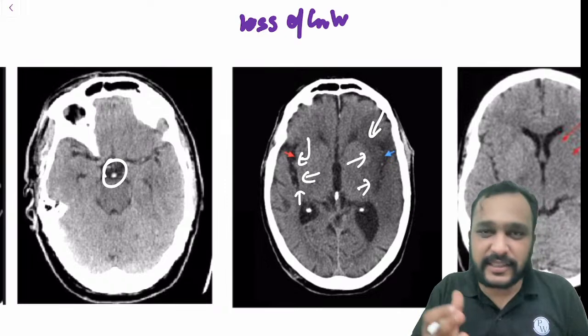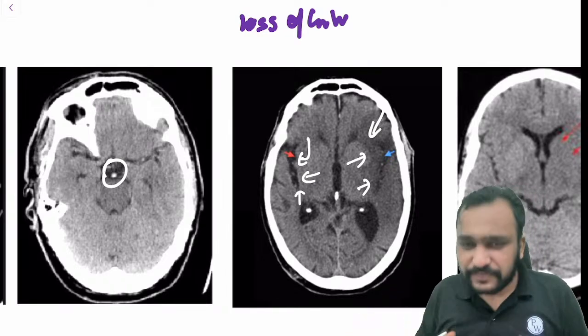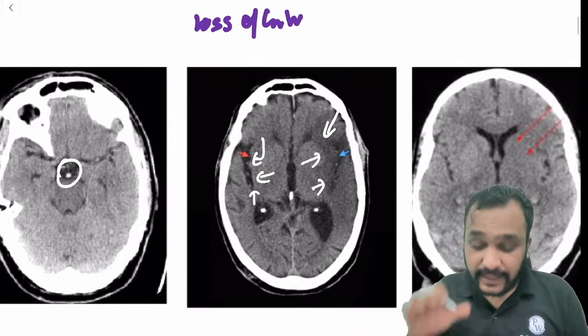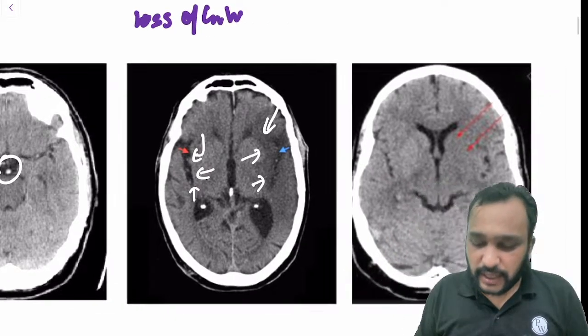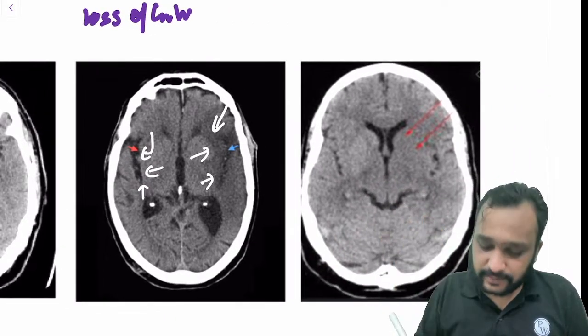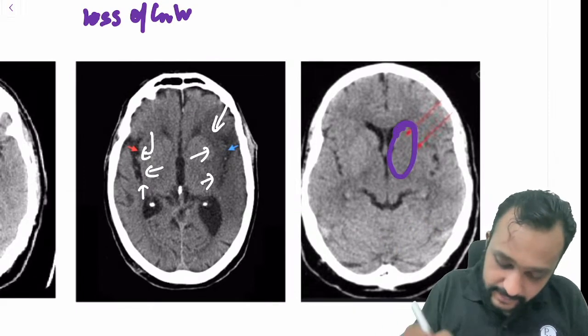So insular cortex is the cortex just below the Sylvian fissure, right? And this is the loss of insular ribbon sign. And the fifth important sign is obscuration of basal ganglia.